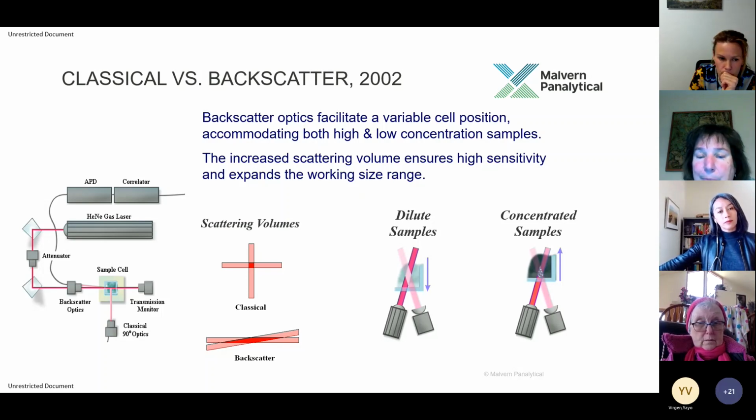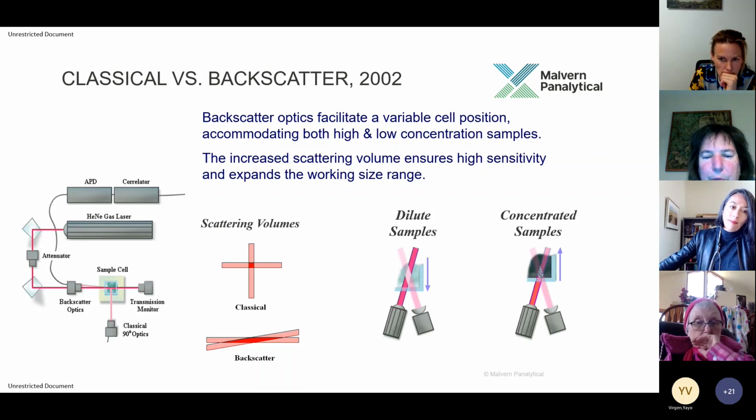To this day, it's pretty hard to meet our specifications. Part of that reason is that not only are we doing this backscatter technology, but we also have this optical lens where we focus into the cell, and we can focus into different positions in the cell.